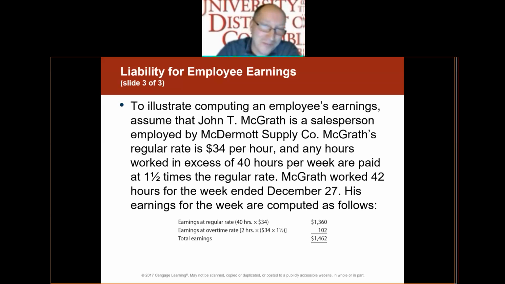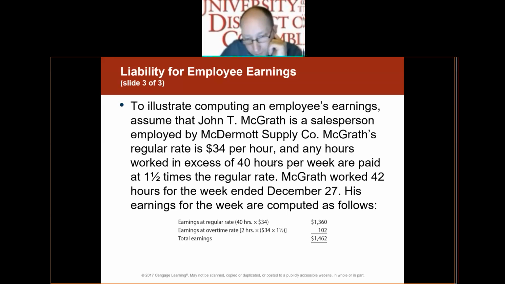Let's look at an example. We have this salesperson who's employed at this company. Wow, so the sales guy makes $34 an hour. Holy smokes. And any hours worked in excess of 40 hours per week is paid at time and a half, because that's the law, right? Our employee works 40 hours for the week ending December 27th. Getting near the end of the year. His earnings for the week are computed as the following. I'm sorry. He worked 42 hours at the end of the week.